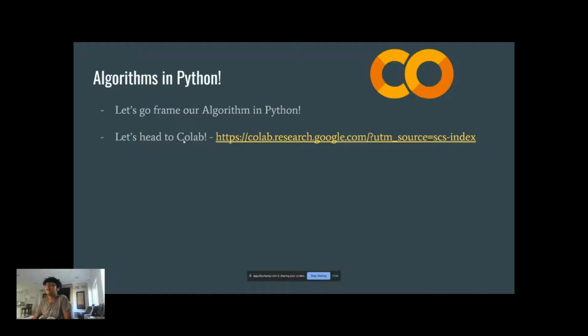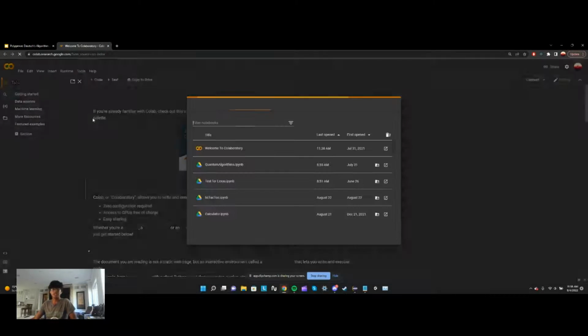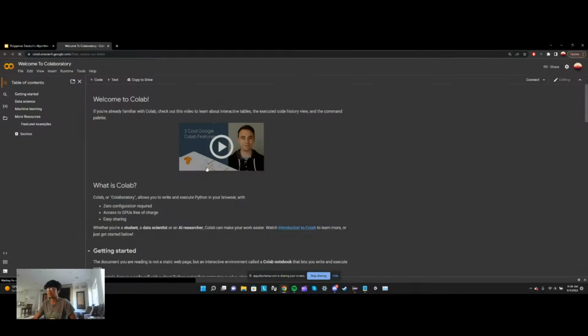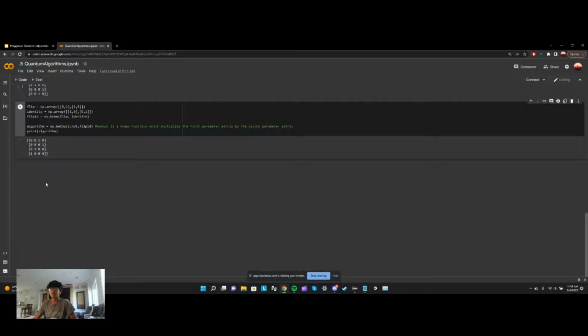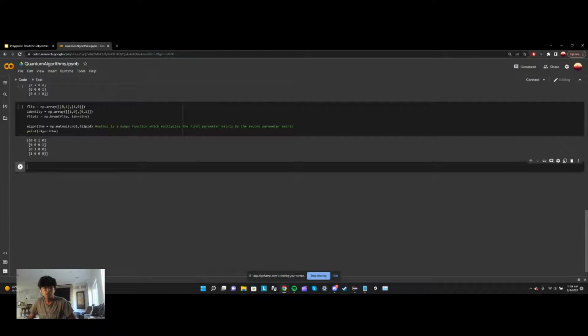So now let's go to Colab and let's go ahead and frame some of our algorithms. What we're really going to be doing is defining a few useful matrices, and then we're going to demonstrate how to use them in Deutsch's algorithm. So let's go to our quantum algorithms Python notebook. What we're going to be doing is creating a Hadamard matrix for the Hadamard operator, just like how we created it for the flip operator.